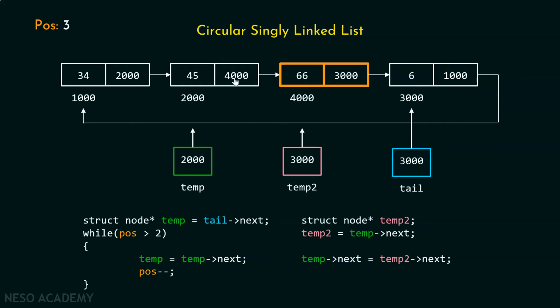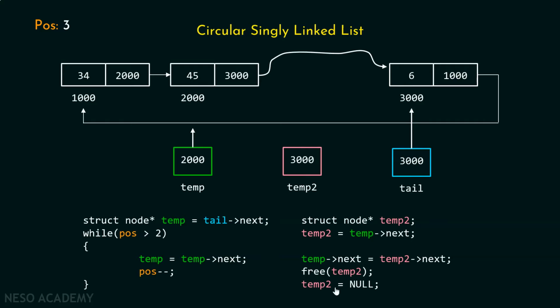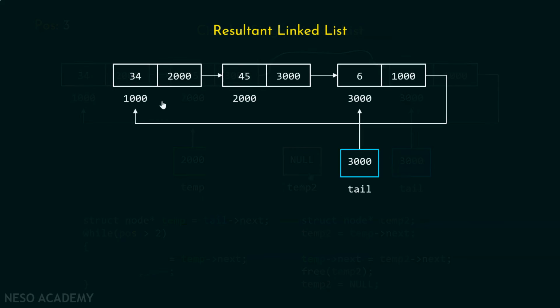Finally, we will update the next part of this node so that it can point to this node. We can do this by putting this line of code, and then we can free this node. And finally, we will update our temp2 so that it must store null instead of address 3000. You can see this is the resultant linked list, so obtained, our intermediate node is now deleted. And the time complexity is obviously order of n because traversal is required in this case, right?